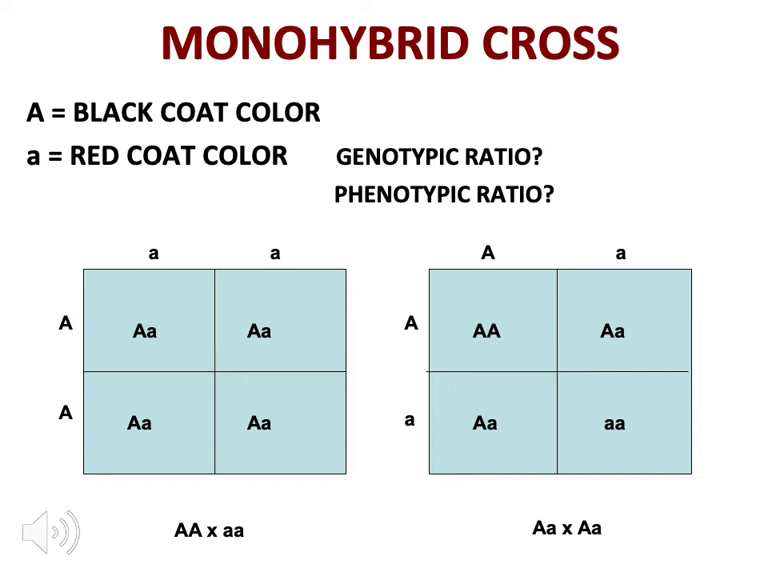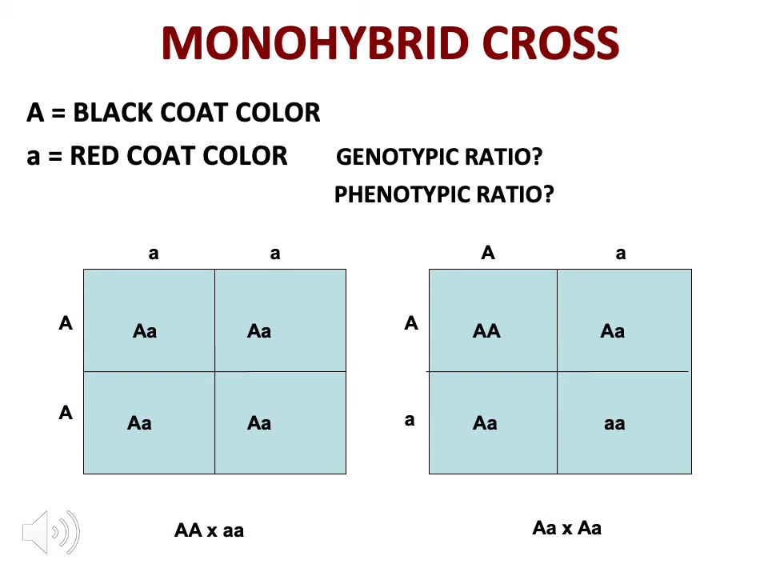Even if I mate a black-haired guinea pig with a red-haired guinea pig, I've got a 100% chance of getting a black-haired guinea pig in that next generation. So when they mate, there's absolutely no chance of getting a red-haired guinea pig at all. So let's take a look at a different variation. Now I'm going to focus on the Punnett square on the right.